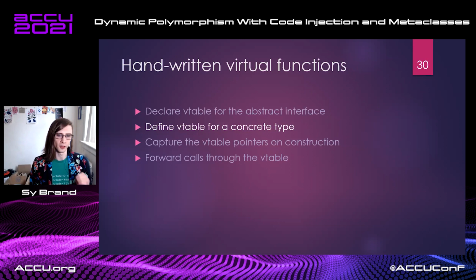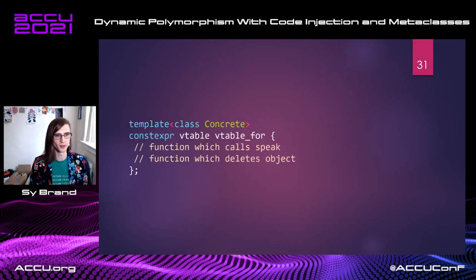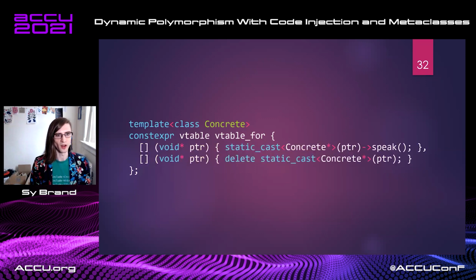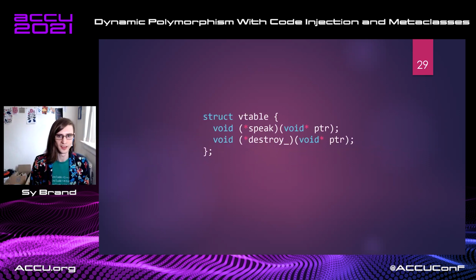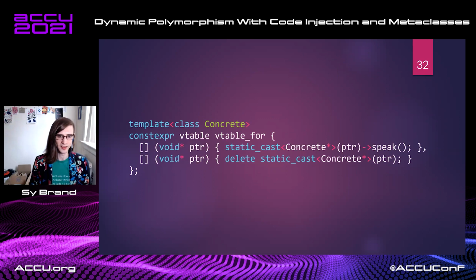Now we define what a vtable looks like for a concrete type. I'm going to use a variable template here. And it's going to look like this. We're going to have a function which calls speak for a given concrete type. This is the template. And we're going to have a function which deletes the object. And we can quite nicely define these using lambdas. So our first function takes a void pointer, casts it into our concrete type, and calls speak. Similarly, our destructor is going to cast to the concrete type and then call delete. All right. So this is filling in our vtable, which we declared here. And this is defining it for a given concrete type. This is usually called type erasure. Like we're capturing the concrete type in these lambdas and erasing it.